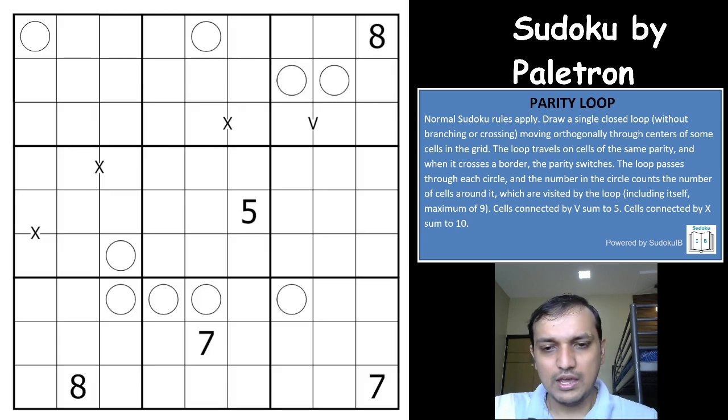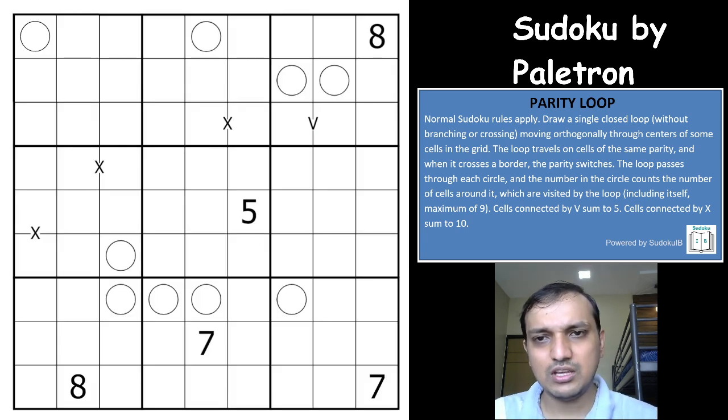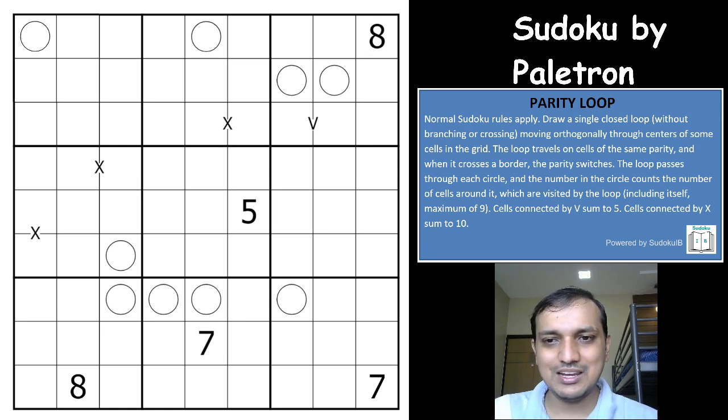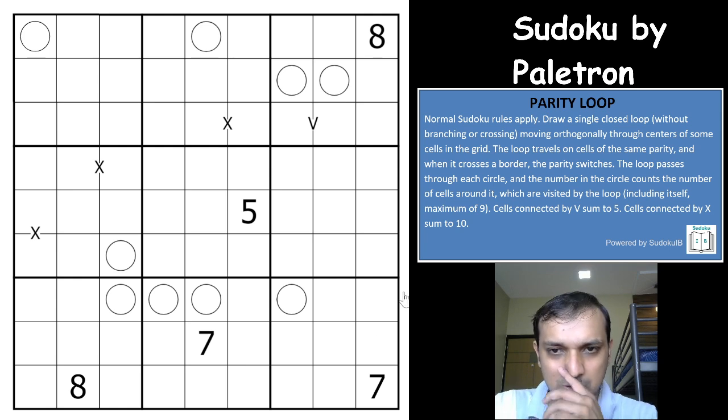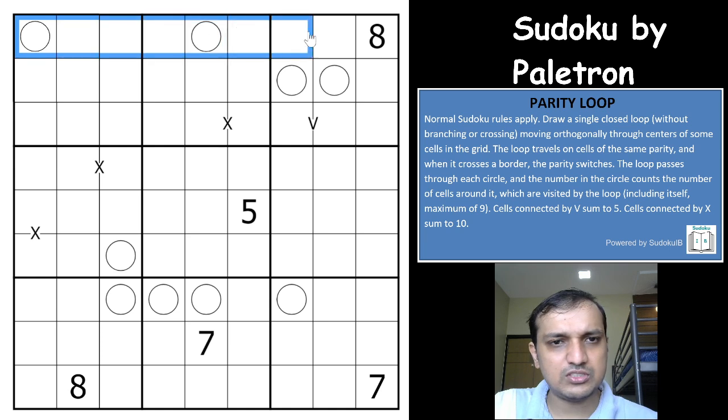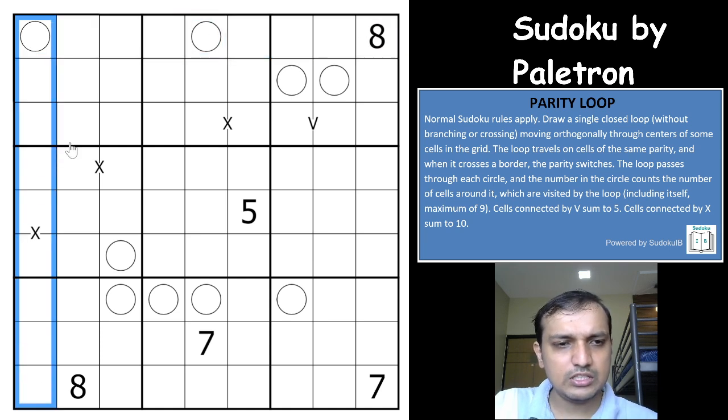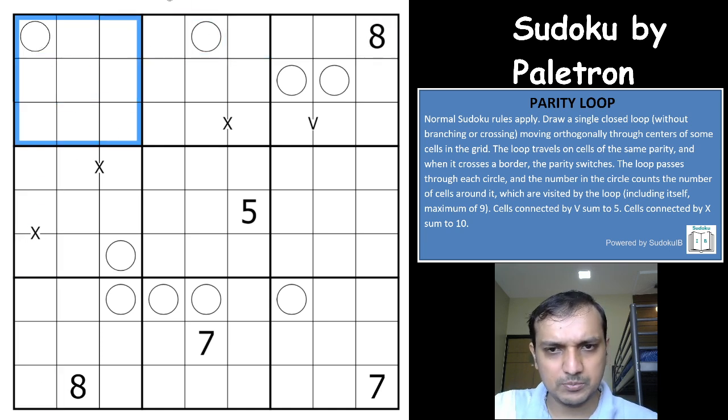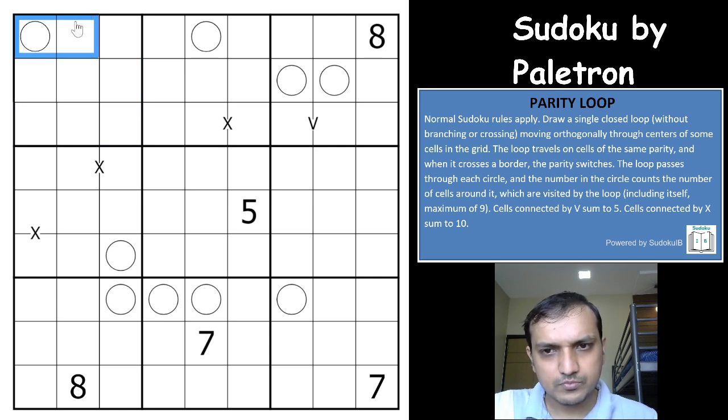It's a Sudoku. Actually this is a variant, I would say, that has both Sudoku and puzzle constraints in it. So really amazing. Let us see what the rules of this Sudoku are. Classic Sudoku rules apply. You need to place digits from 1 to 9 in each row, each column, and 3x3 box without repetition. Apart from that, you have to draw a single closed loop in the grid in such a way that the loop travels on cells of the same parity within a box, and when it crosses a border, the parity switches.